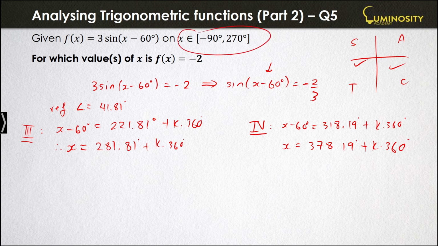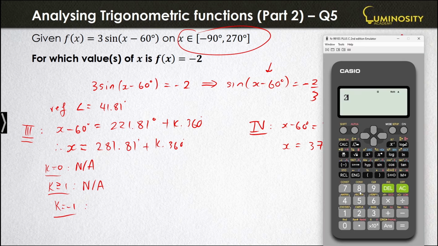Okay, so now we need to put in our k values and see which ones give us solutions in that given domain. So for the first one, if I put k equals 0, I'm going to get 281.81 degrees. That is outside the domain, so it's not applicable. If I put k greater than or equal to 1, all integers 1, 2, 3 onwards, I'm going to get values that are much bigger than 270, so that's not going to work. But what about k equals negative 1?